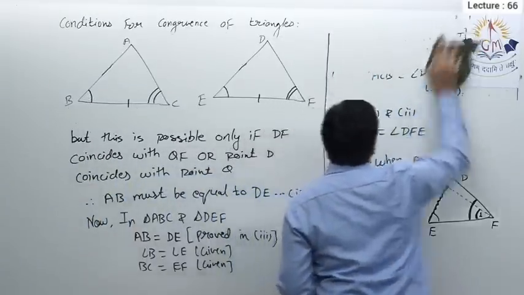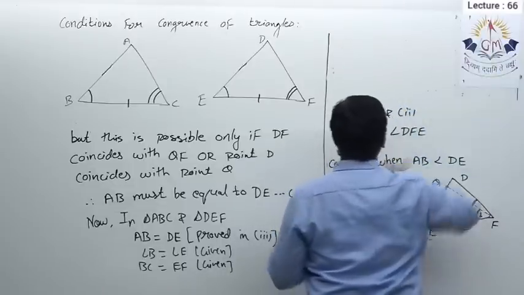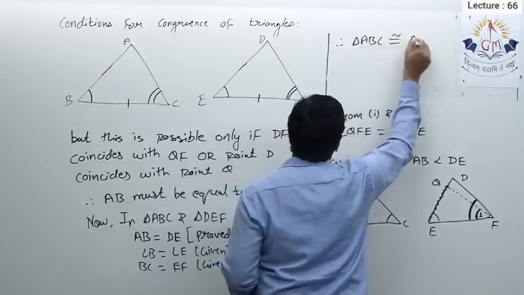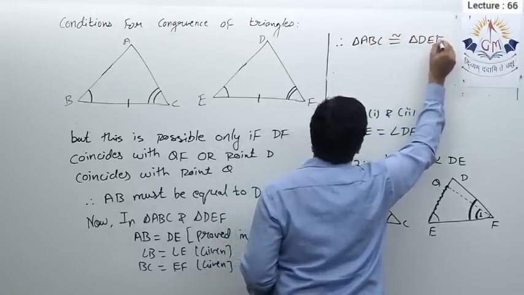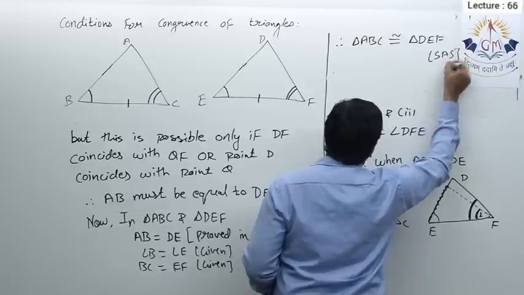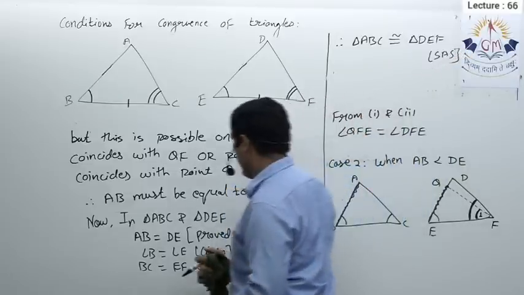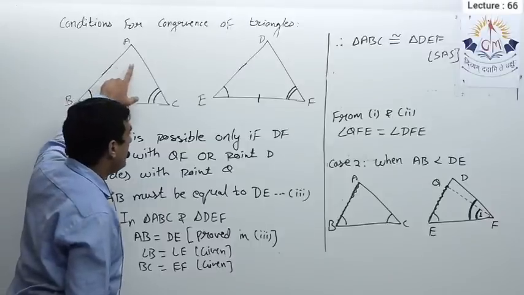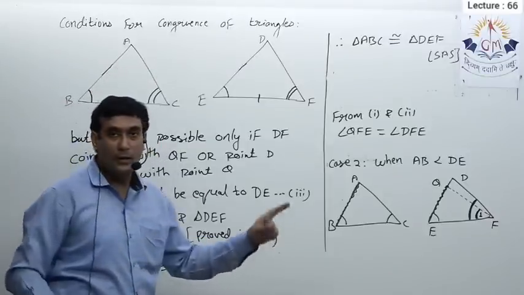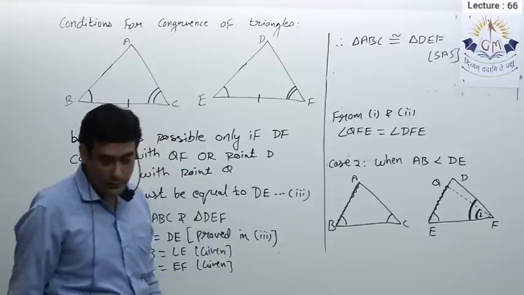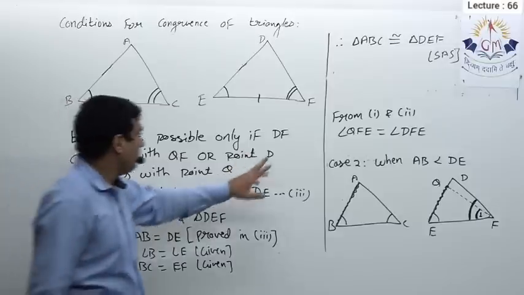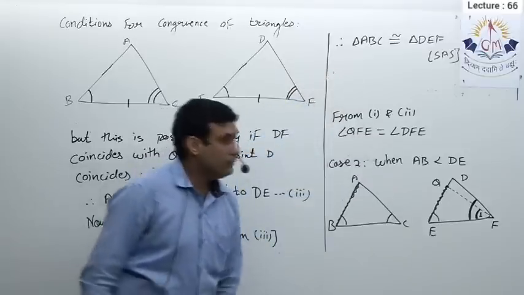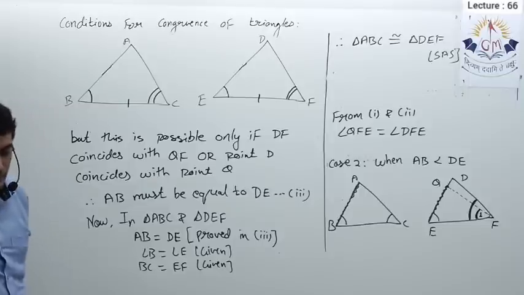So here I will write therefore triangle ABC is congruent to triangle DEF. Reason again by side angle side. So here case 2 gets over. Now in the third case, we'll assume that AB is greater than DE, and I will follow the same method to prove that the triangles are congruent. So please note it down. After this I took this and this, so note it down, then we come to the third case.